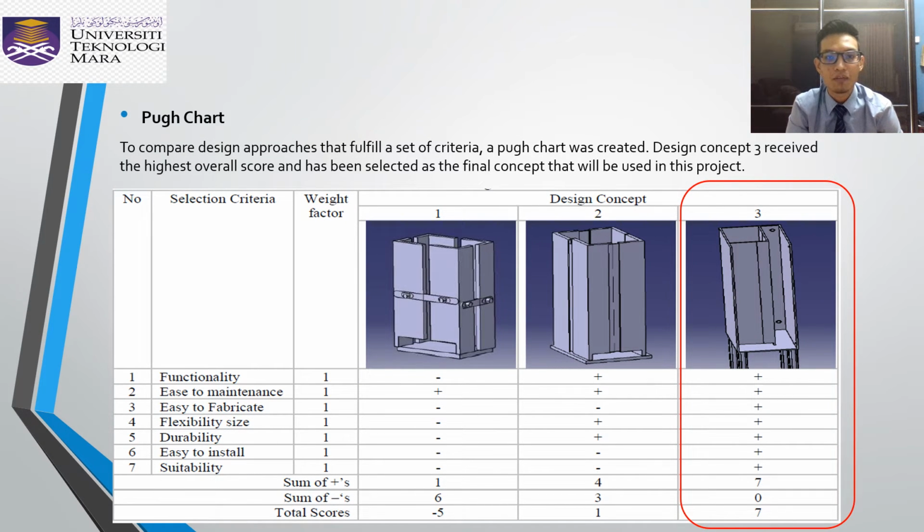After the design concepts were done, the designs were compared using a pugh chart to fulfill the outcome criteria. The designs must be evaluated, and design 3 received the highest overall score. Therefore, design 3 has been selected as the final concept that will be used in this project.